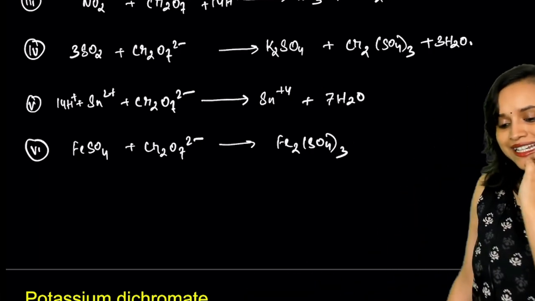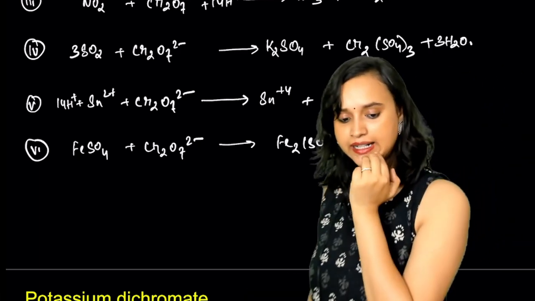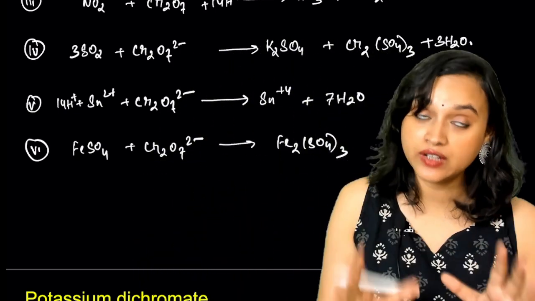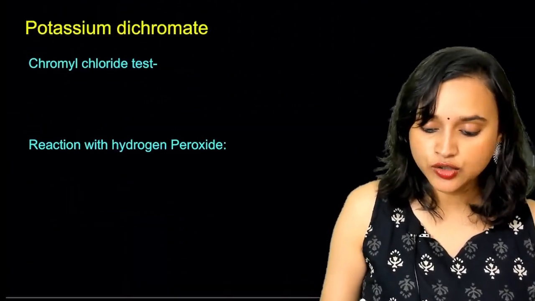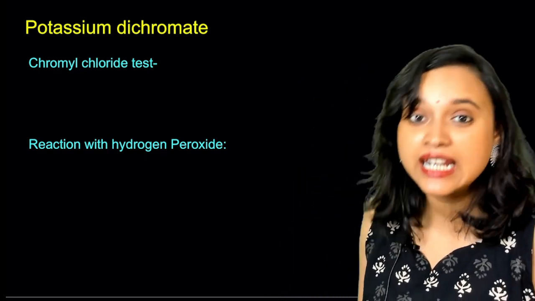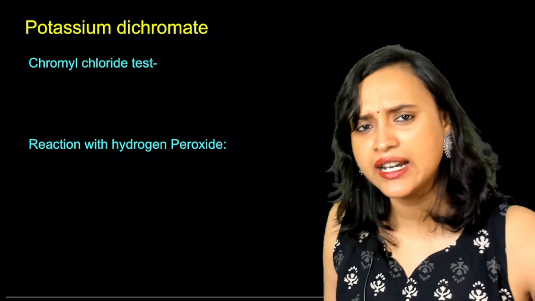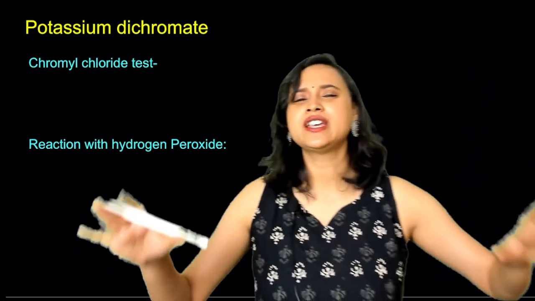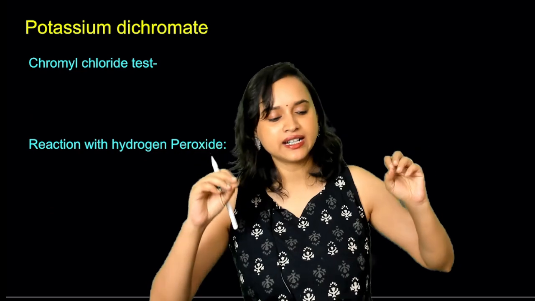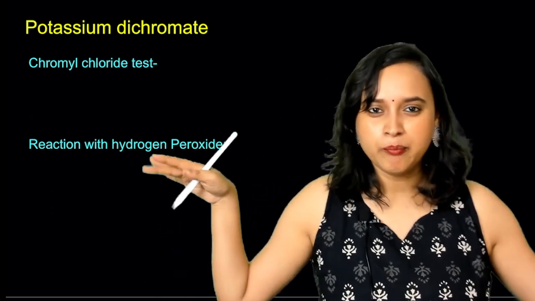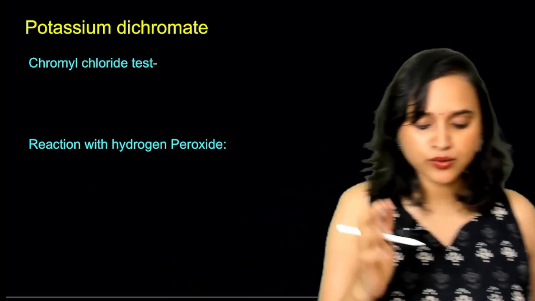Okay. So basically, these are the equations that may definitely come in your exam. So please take a look at it. Now, next thing that is very, very important, that has definitely come 110% in most of the PYQs, just open the PYQ and you will find the chromyl chloride test and the reaction with hydrogen peroxide where chromium gets this butterfly structure. These two are very, very important.